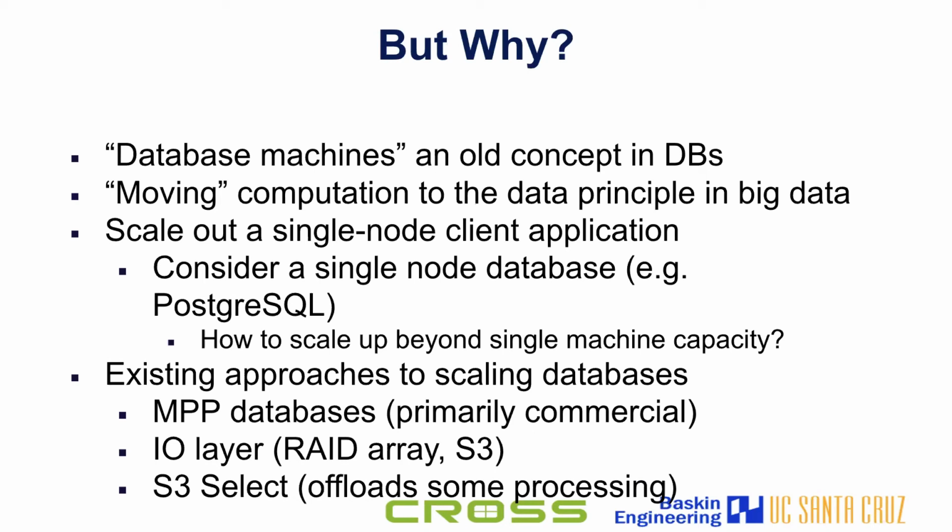Current approaches, you can have an MPP or massively parallel processing database, right? There's primary commercial solutions. There's also like Amazon S3. You can think of putting these on a RAID array. You might put your database on a RAID array and you'll have IO scalability. And then some of these also offload some processing with S3 query and select, right? So there's some versions of this in many forms out there. It's a pretty popular topic for databases.